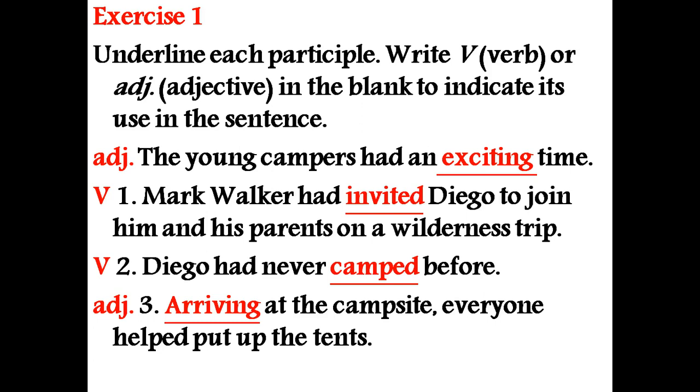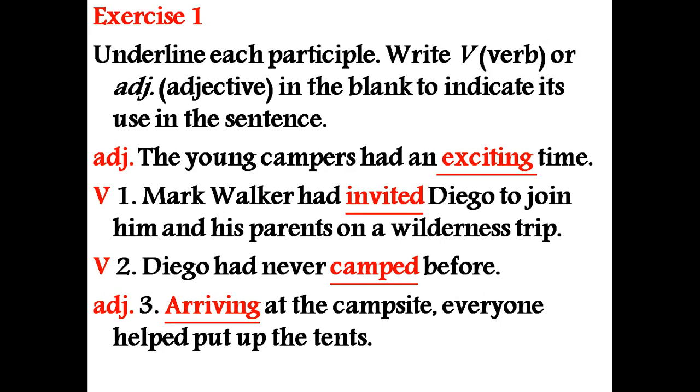Exercise number 1. Underline each participle. Write V for the verb or ADJ for the adjective in the blank to indicate its use in the sentence. The first example has been given in the book. The young campers had an exciting time. So exciting here is an adjective which comes before the noun time. Exciting time.